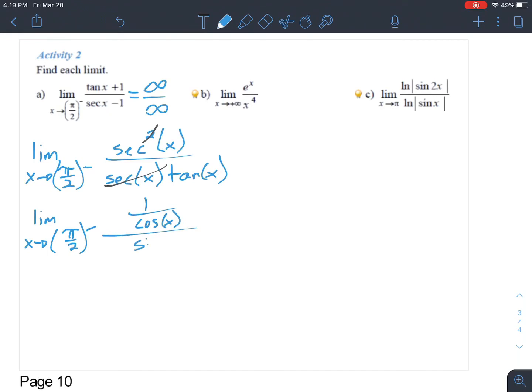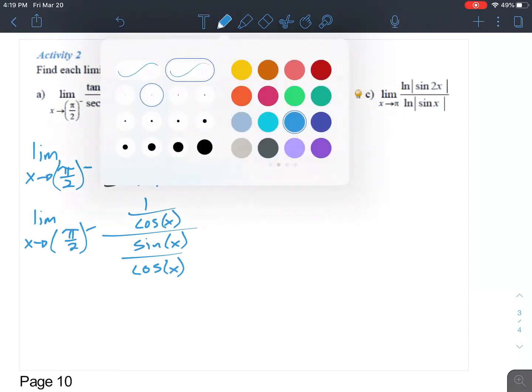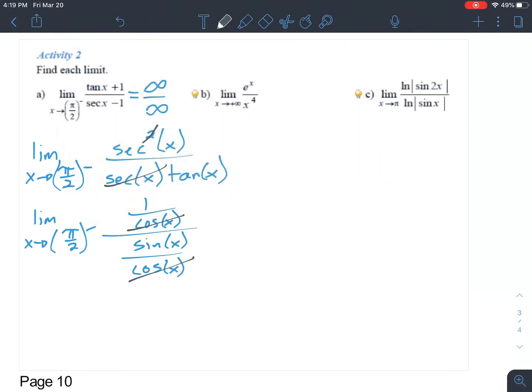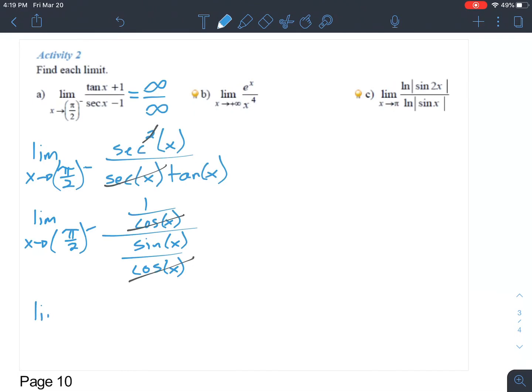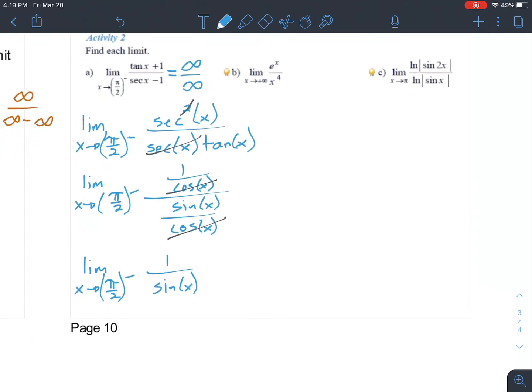Because we're going to see that we can cancel cosine from the top and bottom. They both have cosine as a denominator. Now we're left with 1 over sine. And just to keep it easy for us, we're going to keep it as 1 over sine. And then we will need to figure out what is sine of pi over 2 from the left-hand side.